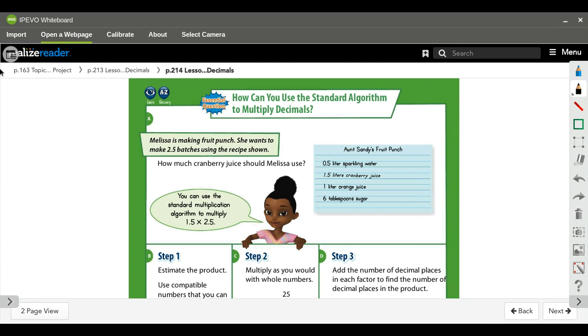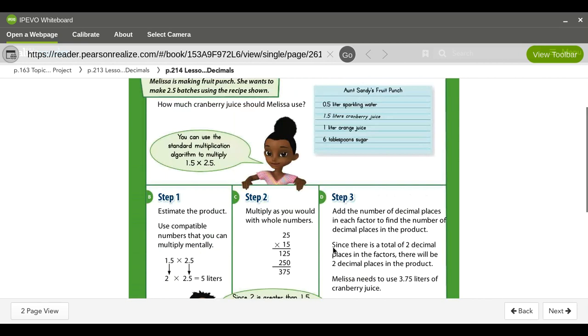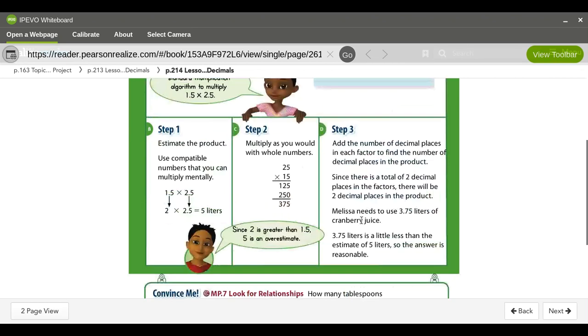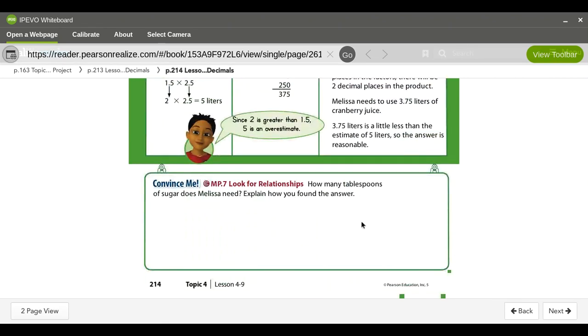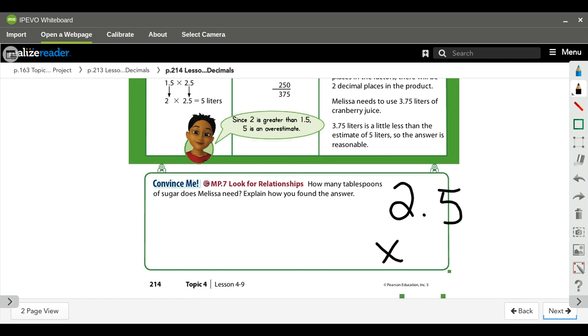All right, so let's go ahead and take a look down at the convince me. The convince me says to look for relationships. It says how many tablespoons of sugar does Melissa need? Explain how you found the answer. So we're going to go back up to the recipe, and she needs 6 tablespoons of sugar. So what I would do is I would take 2 and 5/10. And I'm going to put this one on top because I'm multiplying a 2-digit number, even though it's a decimal, by a 1-digit number. So she had 6 tablespoons of sugar. So I'm going to go ahead and multiply.